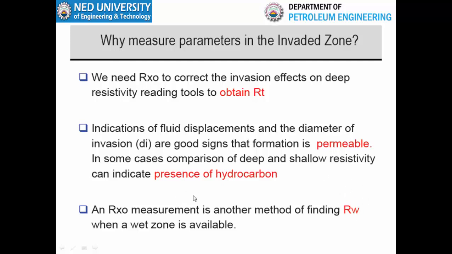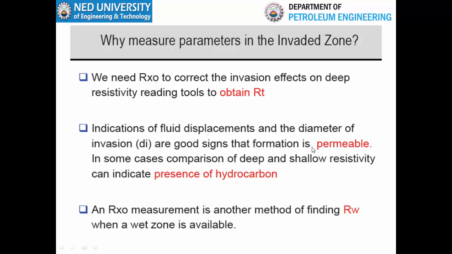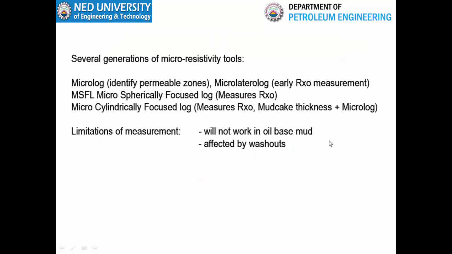So how do we identify that this zone is water zone or hydrocarbon zone? We again make use of the resistivity log to identify that this zone is water zone and this zone is hydrocarbon bearing zone. Identification of permeability is also a very important use of this resistivity log.